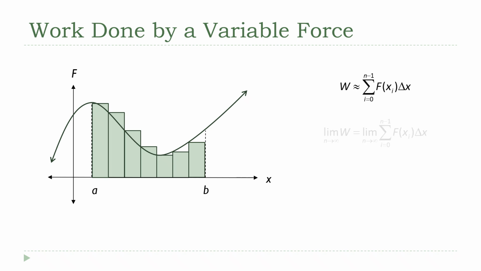And if we take the limit of both sides as n goes to infinity, we get a formula for the work done by a variable force. The left side, which doesn't have an n in it, is just W, and the right side becomes the integral of the force function between the two endpoints. And there's our formula.